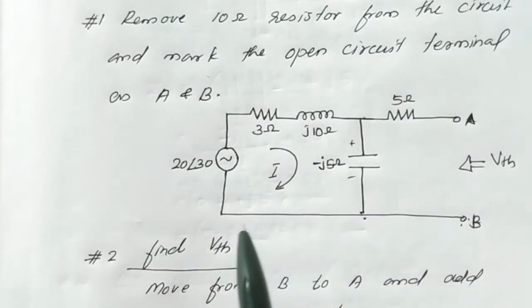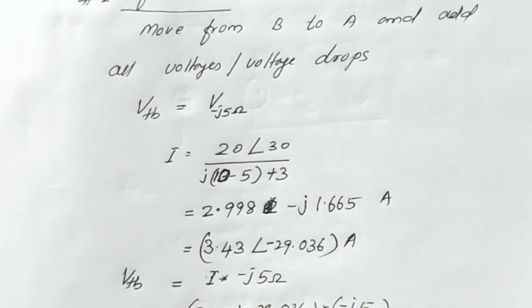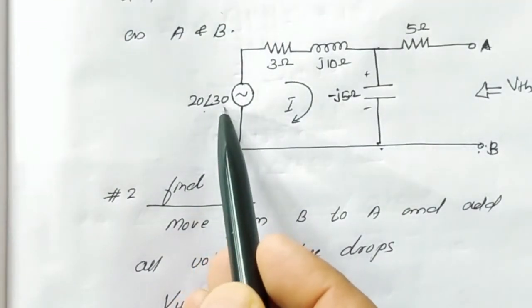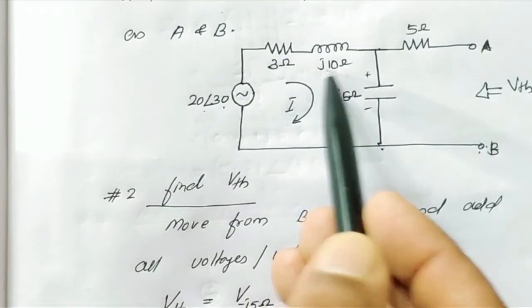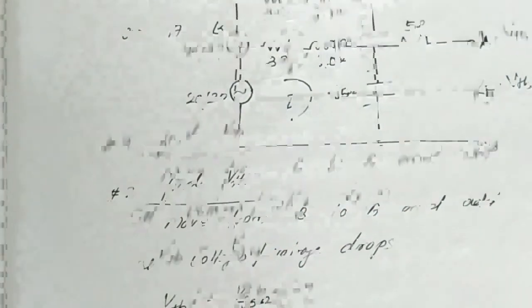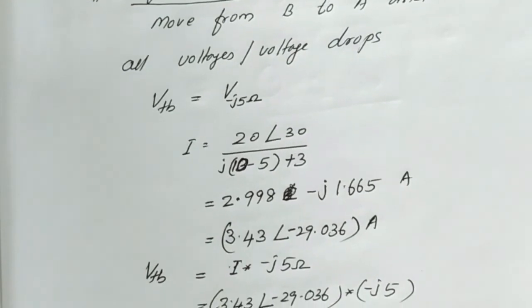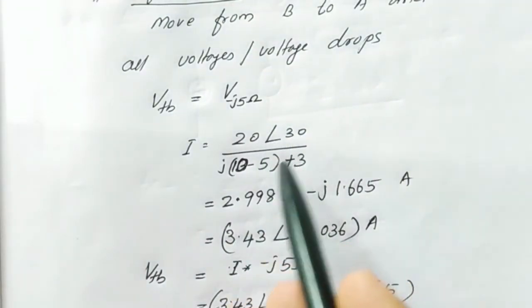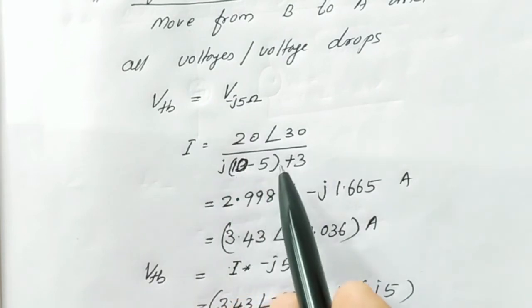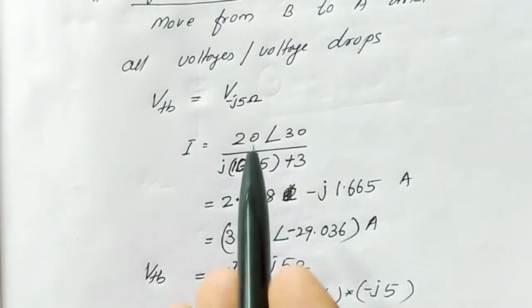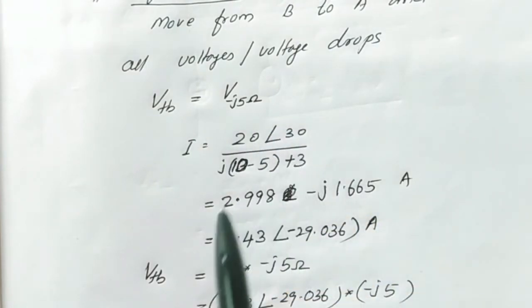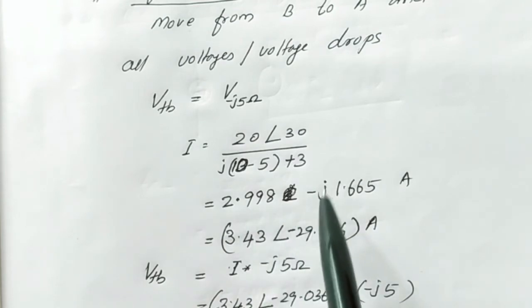To find that, we need to find this loop current, the circuit current. Current is equal to voltage divided by the total impedance. Here the voltage is 20 angle 30, and the total impedance is 3 plus j10 minus j5. So the current can be determined by this equation: 20 angle 30 divided by 3 plus j10 minus j5. When we solve this expression with the calculator, we obtain the answer 2.998 minus j1.665 ampere.